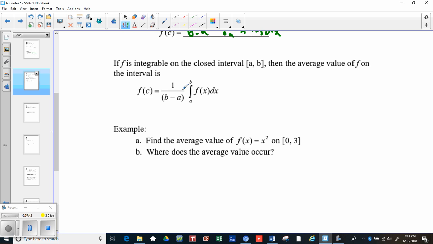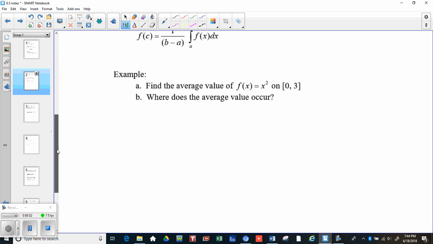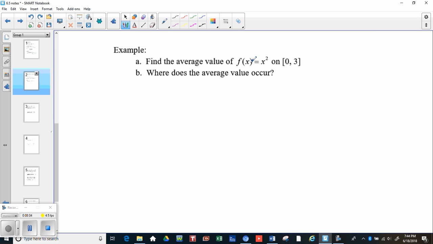And here's our general formula. This is what it looks like. A lot of people just memorize this, but if you really think about what it means, if you're finding the average value of a function, you add up all the values of that function, which is all the heights of the rectangles, and then you divide by how many rectangles there are, and you have the average value. Pretty easy thing to put into action here.